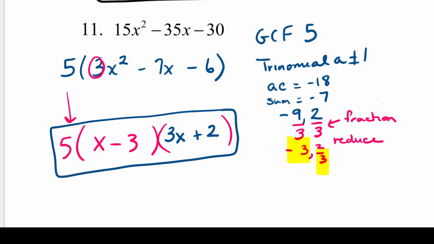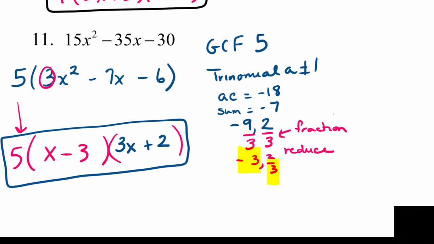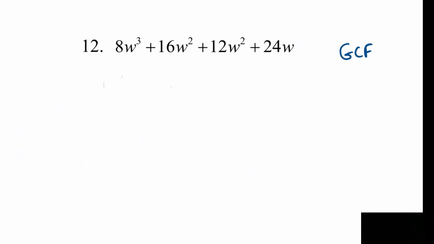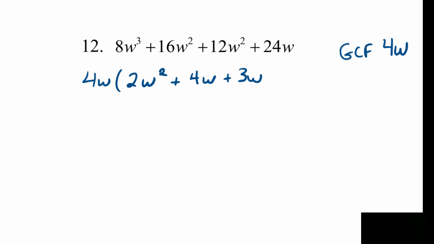Okay, how are you doing with that bottoms up, or whatever method you use? I'm sure your teacher does not mind, so you pick one that you can use consistently, okay? All right, here's our very last problem. I promise. Oh boy, 4 terms. Okay, so we have 4 terms with a GCF of 4w. So 4w times 2w squared plus 4w plus 3w plus 6.